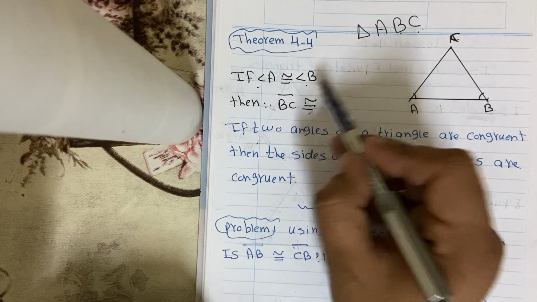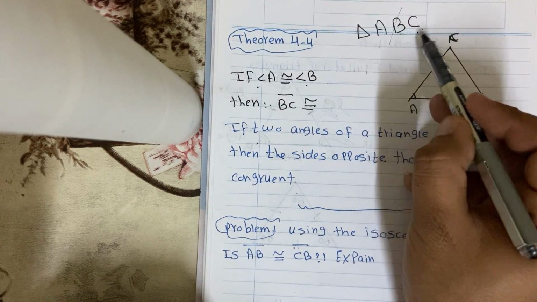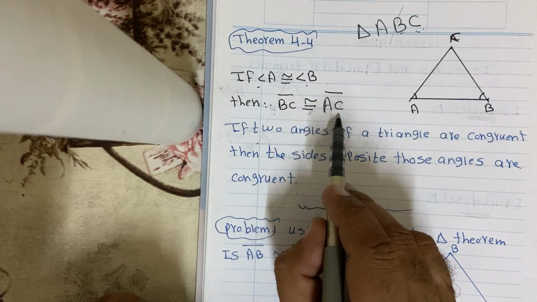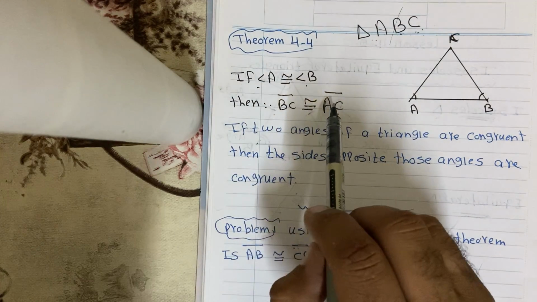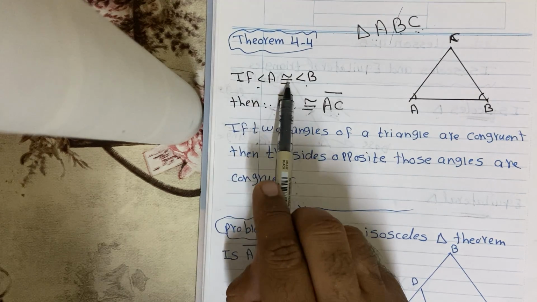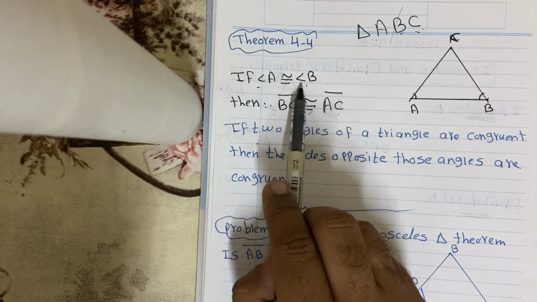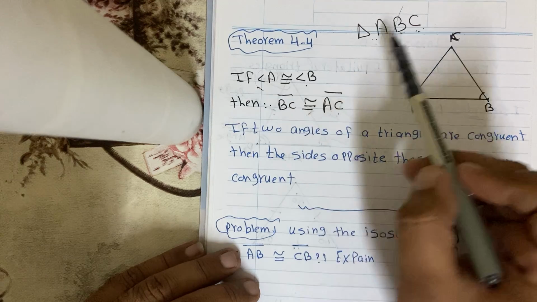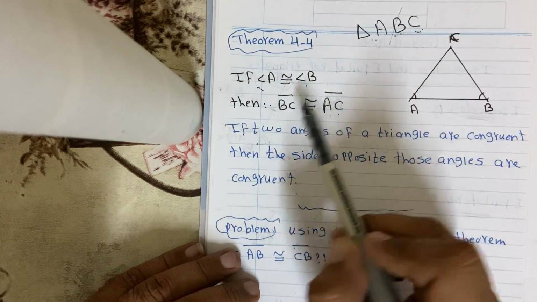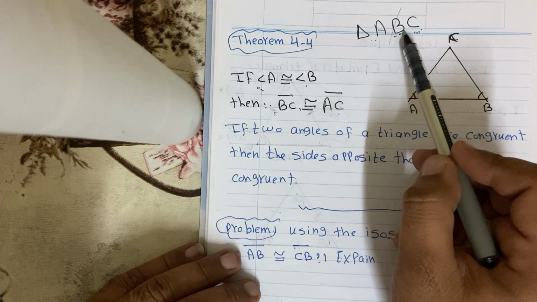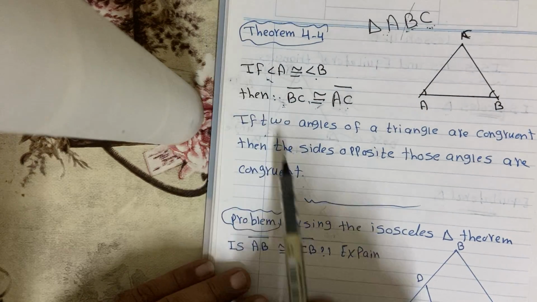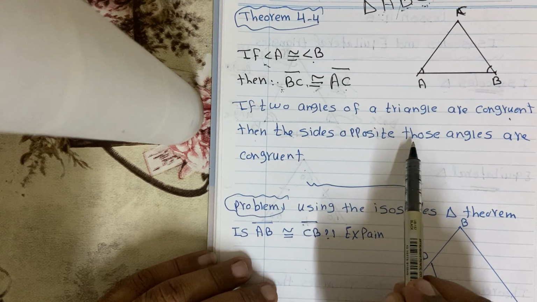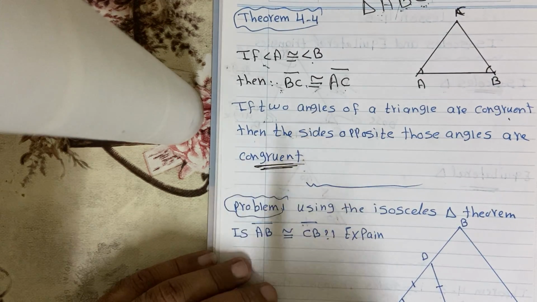Here, angle B is opposite to which side? Cancel B, you will get AC. So side BC is congruent to side AC. But here we have the converse. If angle A is congruent to angle B, two angles are congruent, so the opposite sides are congruent also. Angle A, cancel A, you will have BC. Angle B, cancel B, you will get AC. So if two angles of a triangle are congruent, then the sides opposite those angles are congruent.